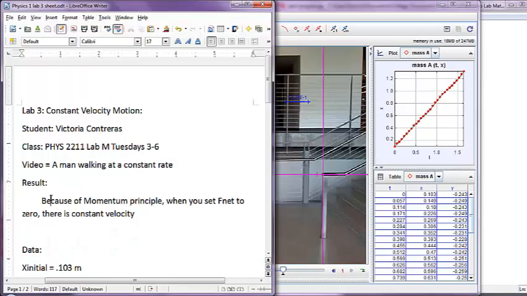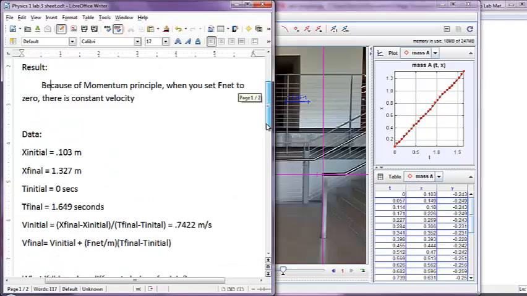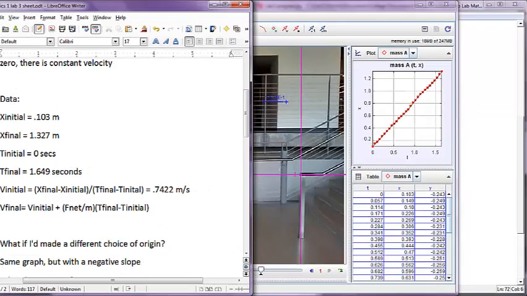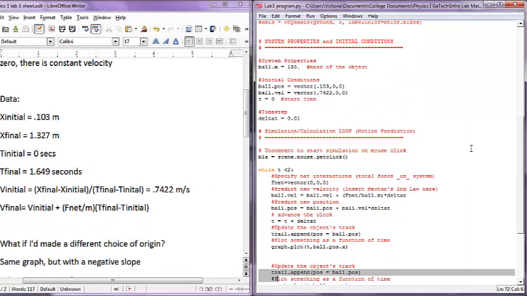The data I got from this video was of my initial position of 0.103 meters, then I had a final position of 1.327 meters. Of course, my initial time was 0 seconds. My final was about 1.6 seconds. In order to get my velocity, I took my change in position divided by my change in time and got 0.74 meters per second. And then from there, I used this information for my model right here.